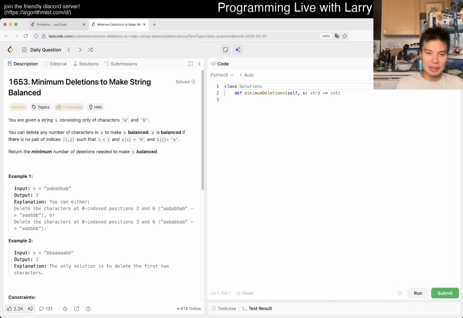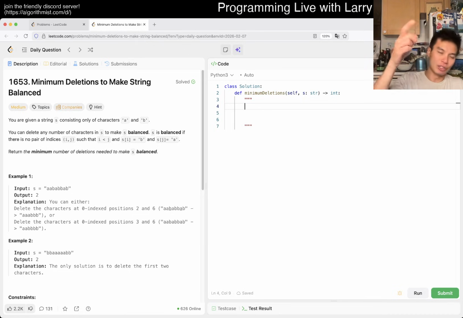S is balanced if there are no pairs of indexes i, j such that i is less than j and s[i] is b and s[j] is a. Oh, I mean, this is just basically you want to make everything a's followed by b's, or something like that. There are a couple of ways you can think about it. There are also variations on this problem, like you swap or something, but they're all kind of the same.